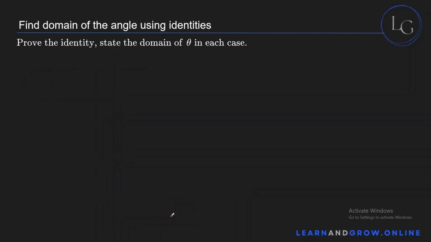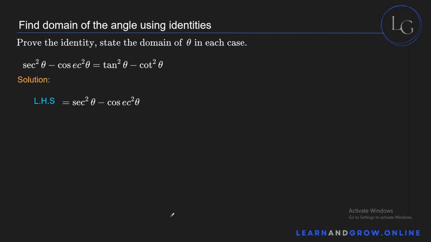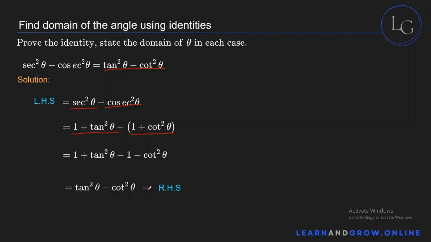Now, prove the identity and state the domain of theta in each case. So again, we need to prove that the left hand side is equal to the right hand side. Let's take the left hand side and prove that it is equal to the right hand side. We'll use the identity that secant square theta is equal to 1 plus tan square theta, so we'll replace this secant square theta with 1 plus tan square theta. And you'll use the other identity that cosecant square theta is equal to 1 plus cotangent square theta, so cosecant square theta becomes 1 plus cotangent square theta. And now see, you've proven that the left hand side is equal to the right hand side by using the identities.